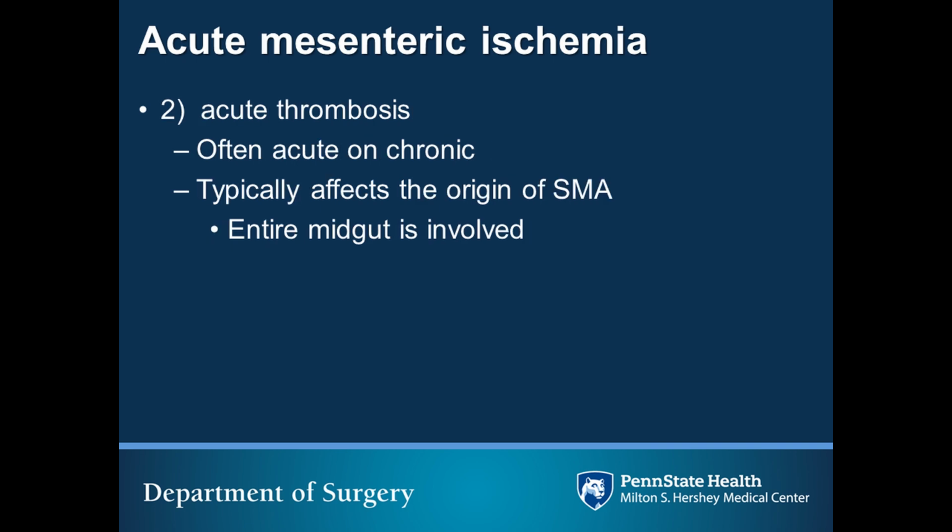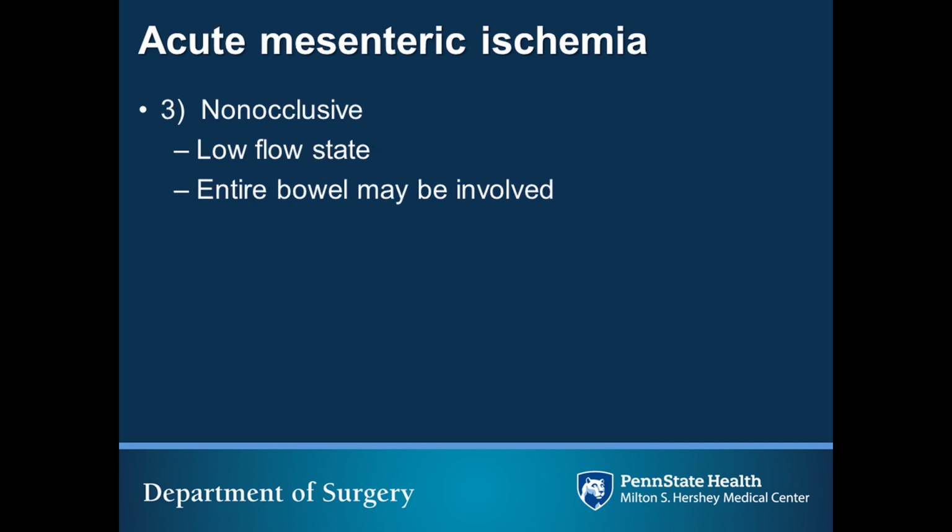The next subtype is acute thrombosis, which most commonly occurs in patients with a history of chronic mesenteric ischemia. Unlike the embolic type, this typically affects the origin of the SMA, and as such, the entire midgut is often involved. The third type of acute mesenteric ischemia is called non-occlusive, also known as NOMI, N-O-M-I, for non-occlusive mesenteric ischemia, and this is caused not by obstruction of blood flow, but rather by a low blood flow state, and as such, the entire bowel may be involved.